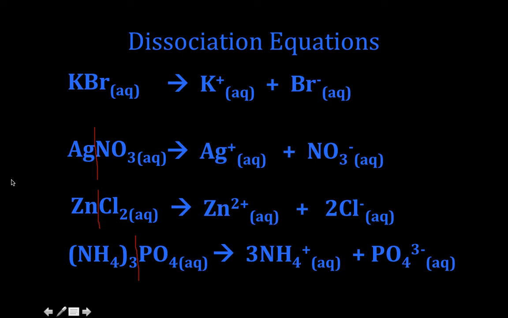So those are 4 examples of balanced dissociation equations, ionic compounds that are soluble, so it has to say aq, splitting into its ions.